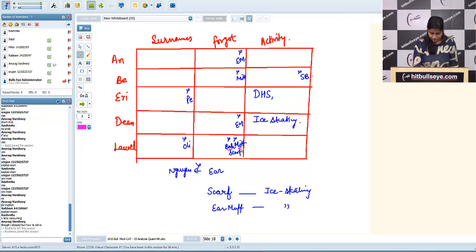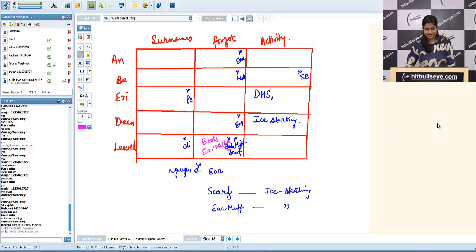With Laurel, we cannot use balaclava, mittens and scarf. So with Laurel, we can use either boots or earmuffs. Only these 2 things are left here. So we can start with earmuffs. That was a wrong option. We have to make cases here. Is it okay? Clear?